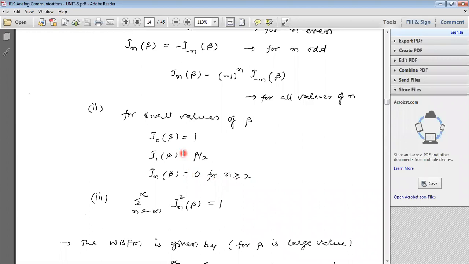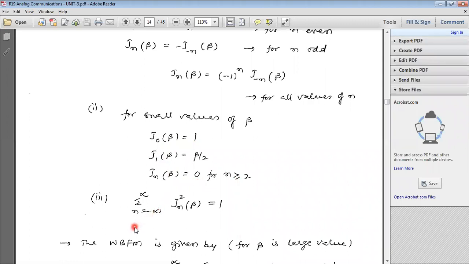Because in our above expression, s(t) is expressed in terms of the Bessel function. So if we want to rewrite it, we need the properties of the Bessel function and the values for particular values of beta. For n equal to 0, it is 1. If we increase n, the value decreases. And for n greater than or equal to 2, it is considered as 0.